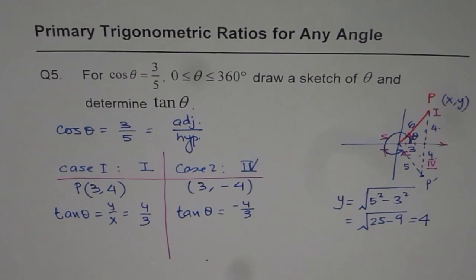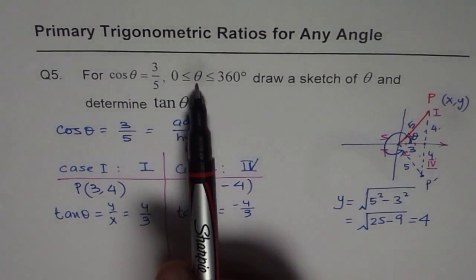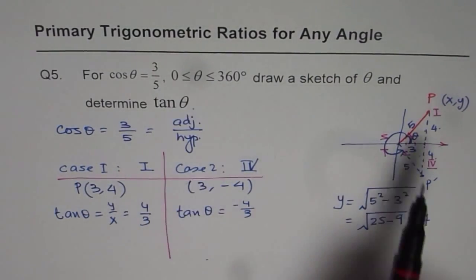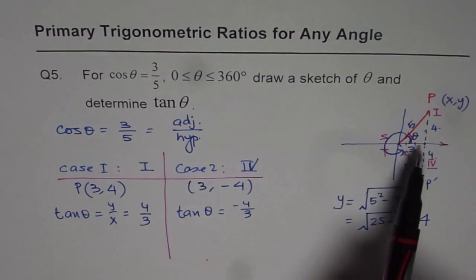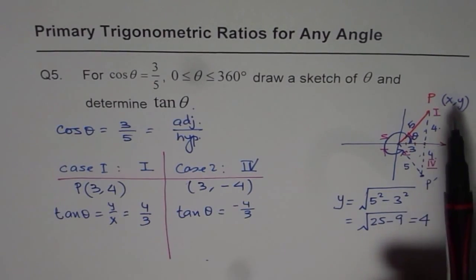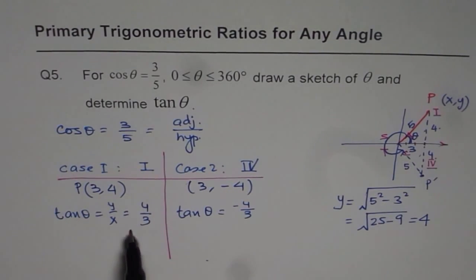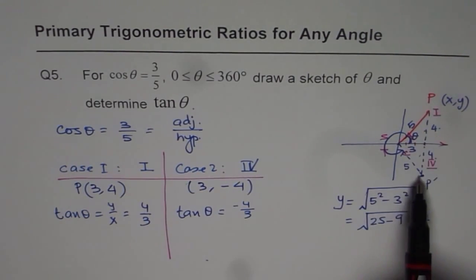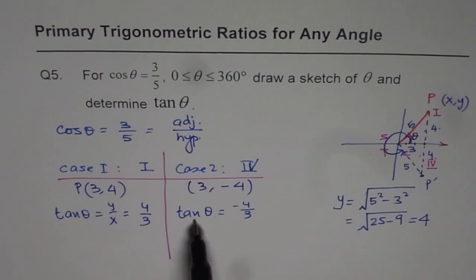That is because when we are considering theta between 0 and 360, there are two different positions. One, when the point is in quadrant 1, in that case tan theta is 4 over 3, positive. Second is when the point is in quadrant 4. In that case tan theta will be minus 4 over 3. So we have to give both the answers, and that is important to understand.